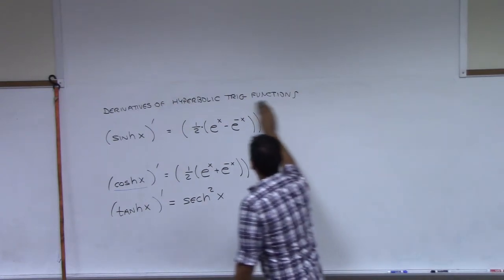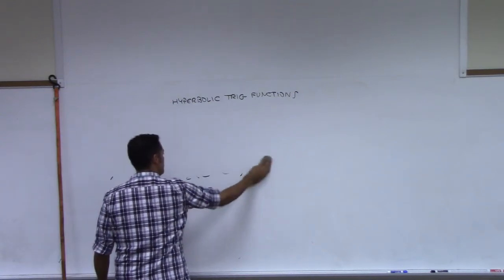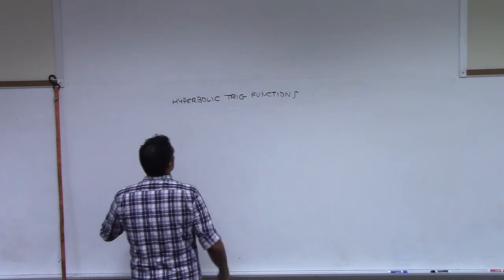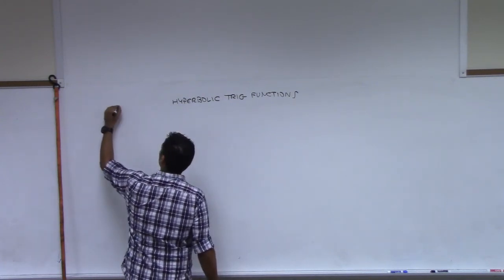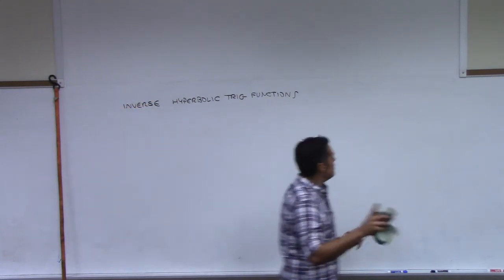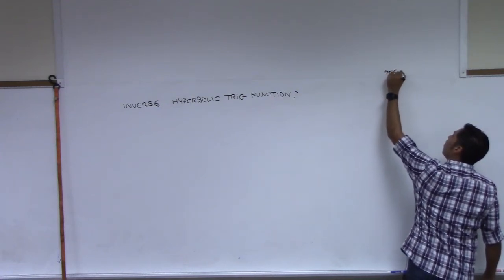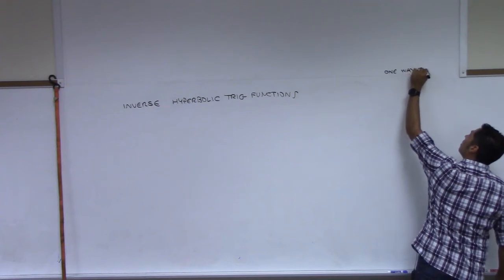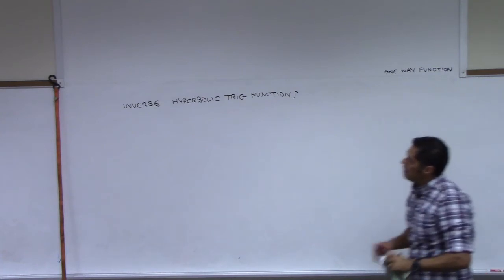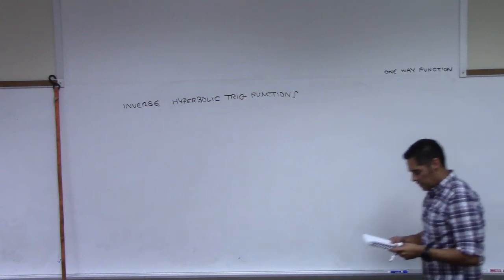All right, so we love inverses because inverses undo functions, right? The inverse of a function undoes it. And we love to undo things. All right, so we want the inverse. If I have time, please remind me, I'll put it up here, to talk about a one-way function at the end of class if I have time. A one-way function. All right, inverse hyperbolic trig functions. This is going to be fun.